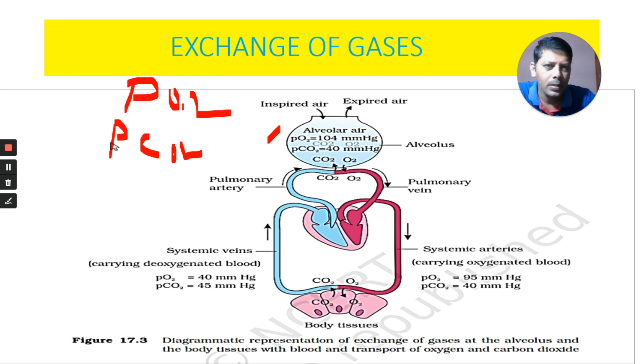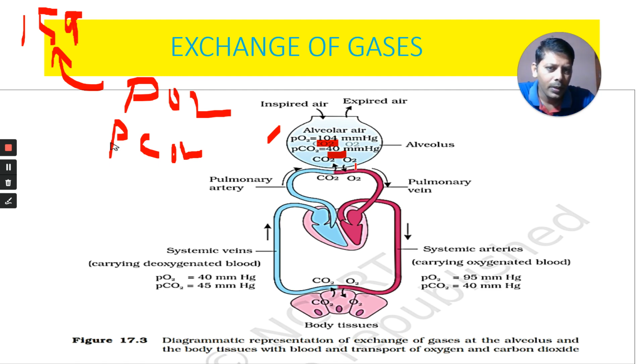The partial pressure of oxygen in the atmosphere, I told you earlier, is 159 mmHg. Partial pressure of oxygen in the alveolus is 104 mmHg. They ask bits here. What is the partial pressure of oxygen in the alveolar air? It is 104 mmHg. The partial pressure of carbon dioxide is 40 mmHg. So the partial pressures of oxygen and carbon dioxide in the alveolus are: oxygen 104 and carbon dioxide 40 mmHg.